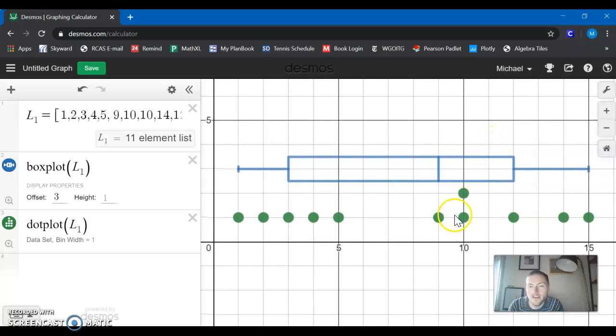Think about that, and then I have another question in your Desmos activity for you to answer with a different data set. What do you think the interquartile range of that data set is, and why? Go ahead and pause again, go back and answer that, and come back when you're done.